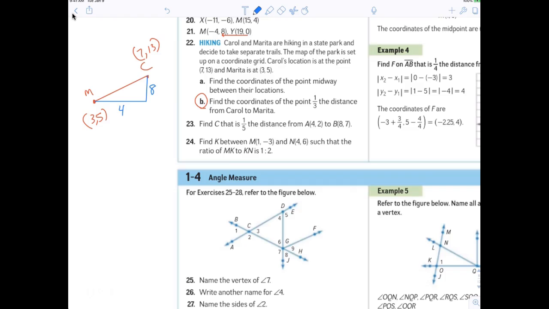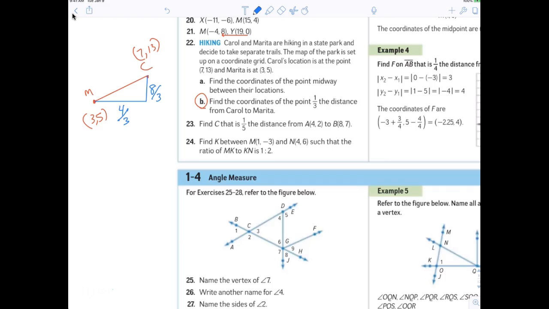Now, again, you just have to be careful when you read it. Find the coordinate of the point 1/3 of the distance from C to M. So I want to go 1/3 of the distance. Do you agree with that? I want to move 1/3. So if I move 1/3, that means I'm going to move on the X what? How much? 4/3, right? And I'm going to move what? You're going to move 8/3.